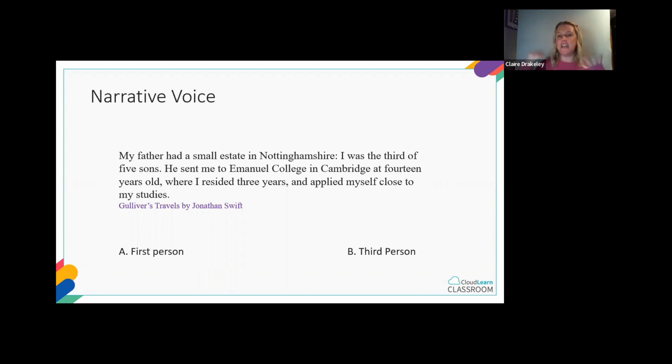No, but it's whether you're inside the character's head or not. If you talked about the boy's father or Harry's father, it would be third person, but it's not about who you're talking about. It's whether you're inside the character's head or not, whether that character is saying, I. I know what you mean. I know what you're saying.